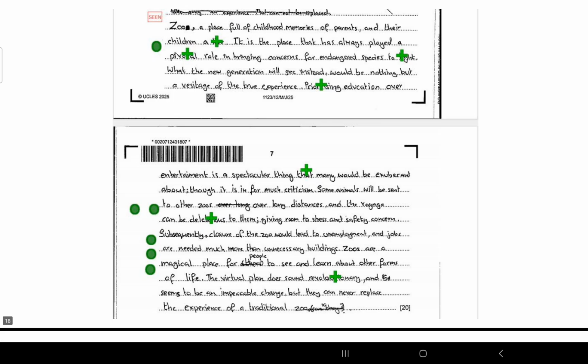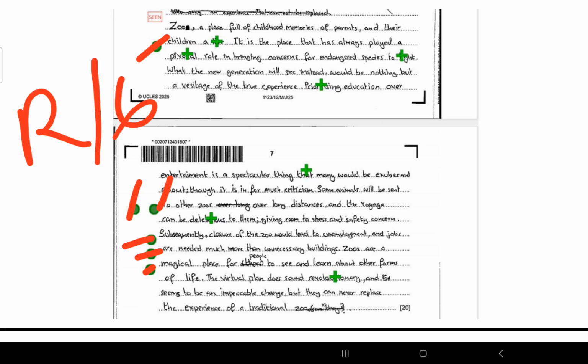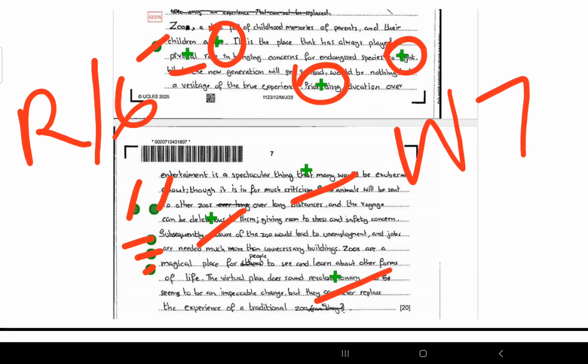Another one, look at this. Here, 1 point, second, third, fourth, fifth, sixth. Because 6 ideas are selected, she got 6 points in reading. And how these points have been reworked in her own words: 1, 2, 3, 4, 5, 6, 7. There are 7 points, so she got 7 in writing. So 13 out of 20.